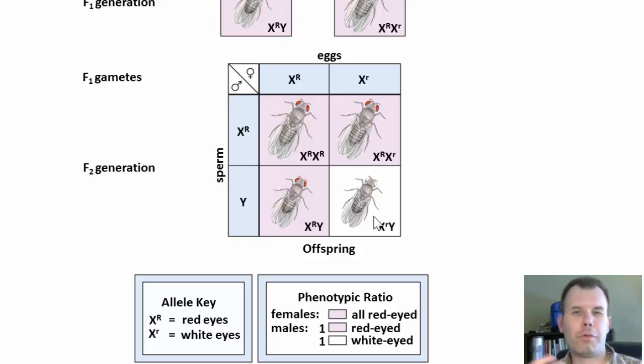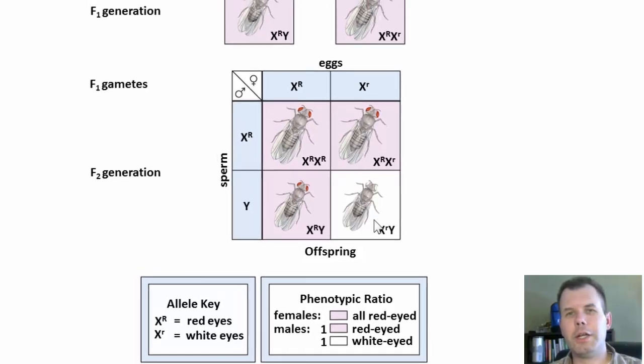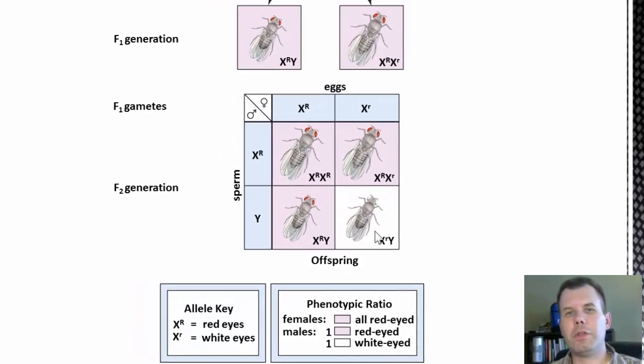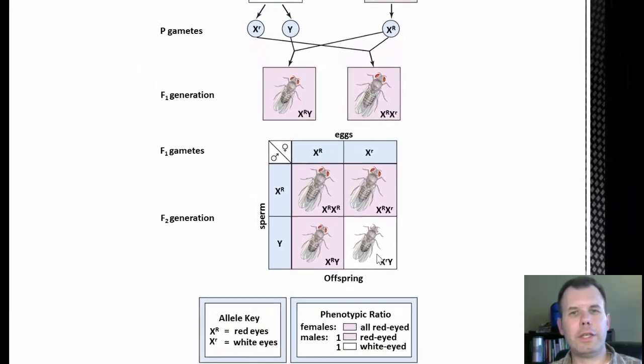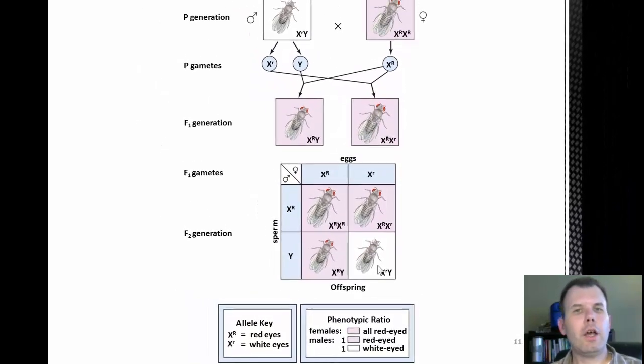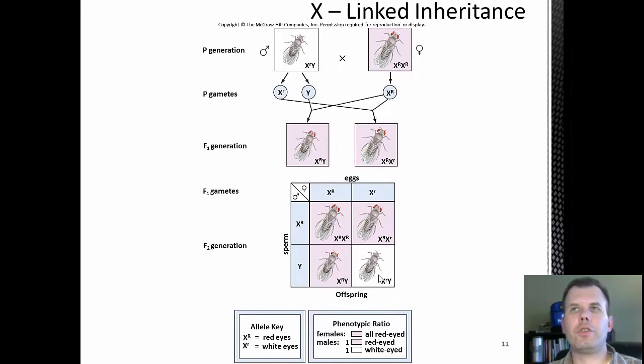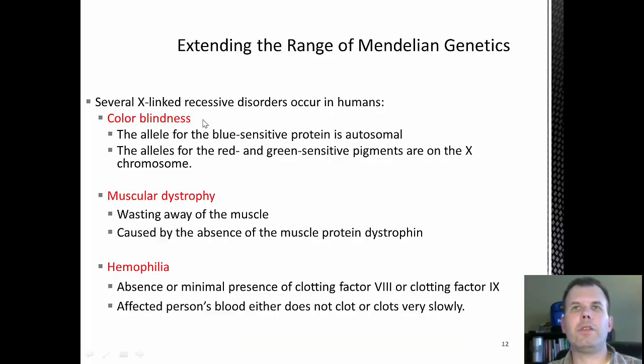Probably the most famous one that we've seen in human heredity is dealing with hemophilia and the czars of Russia and things like this, and the royalty of the European times. And so we'll look at a couple of these different situations that are called X-linked inheritance. Several X-linked recessive disorders occur in humans, one of them being colorblindness. Okay, the blue sensitive protein is autosomal, and red and green are on the X.